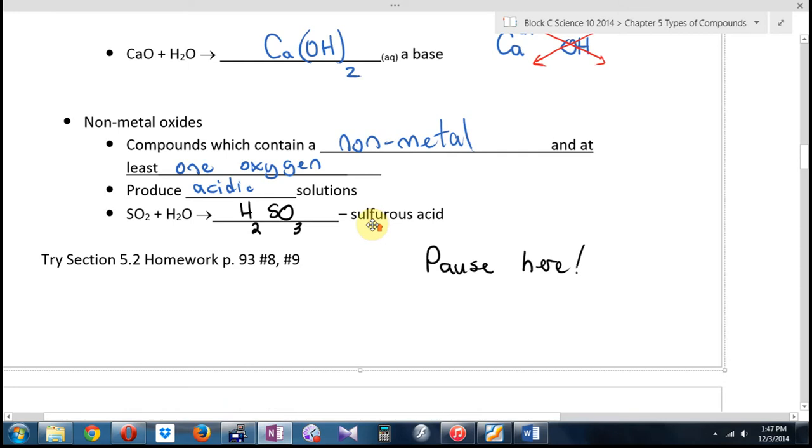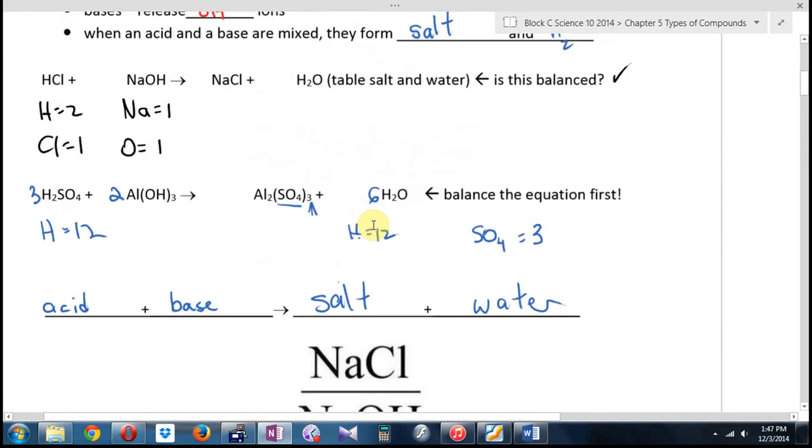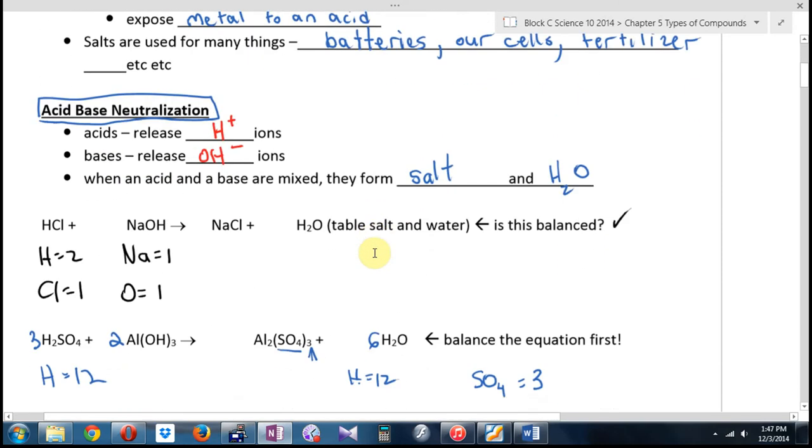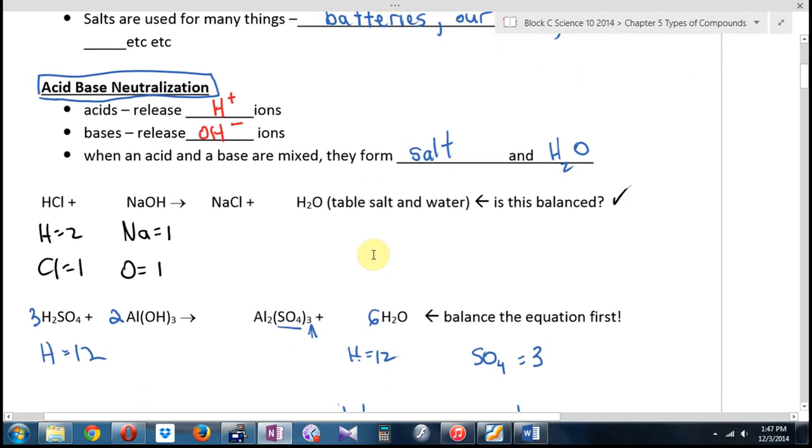So what did we say? Very quickly, we defined what a salt was. We said a salt was what was produced when you mixed an acid and a base, a carbonate, which I really haven't talked about yet, with an acid, or expose a metal to an acid. We said the common thing there is acids. Salts are used all over the place. The main thing we talked about was what we called an acid-base neutralization. Those of you that were away, you can get the notes later, but just kind of watch.